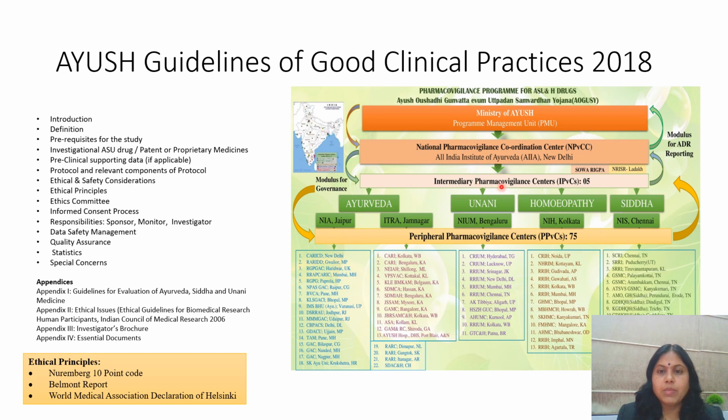And then there are the intermediary pharmacovigilance centers in Ayurveda, Unani, homeopathy and Siddha. In Ayurveda, there are two centers, that is from Jaipur and Jamnagar, and in Unani there is one from Bangalore, in homeopathy Kolkata, and for Siddha it is from Chennai. For Sowa Rigpa it is in Ladakh. So from these centers there is monitoring of the pharmacovigilance related data. There are also 75 peripheral pharmacovigilance centers based on the regions of India, that is western or eastern, then north and south.